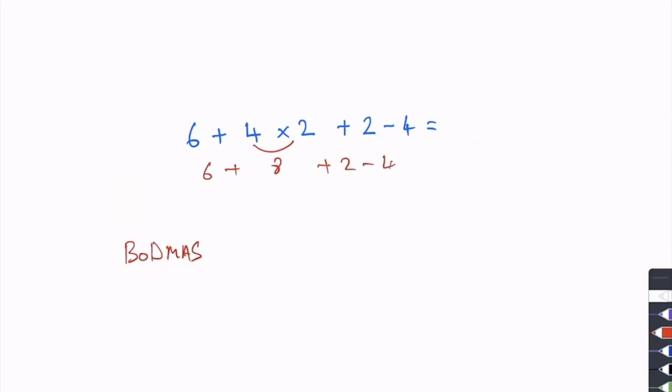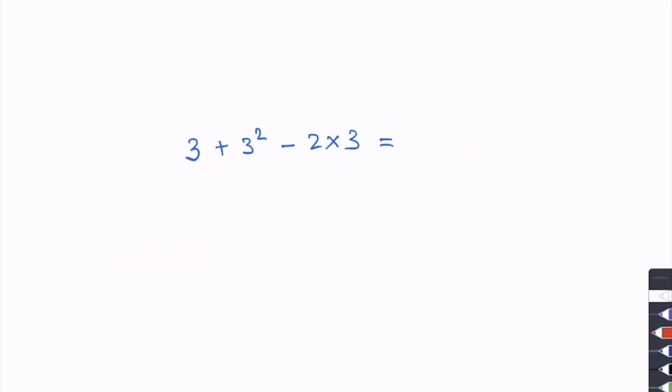And then additions or subtractions? Yes. Do them in the order you see them. 6 plus 8 is 14. 14 plus 2 is 16. 16 minus 4 gives you 12. Now in this one, we have indices as well.